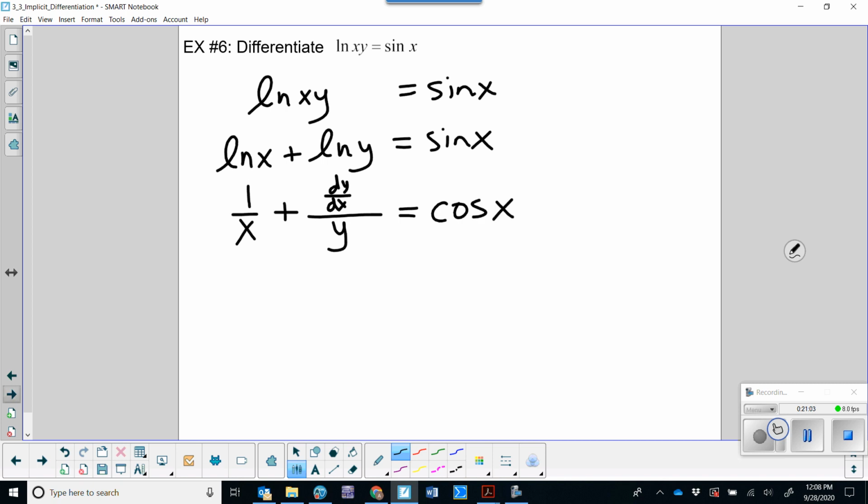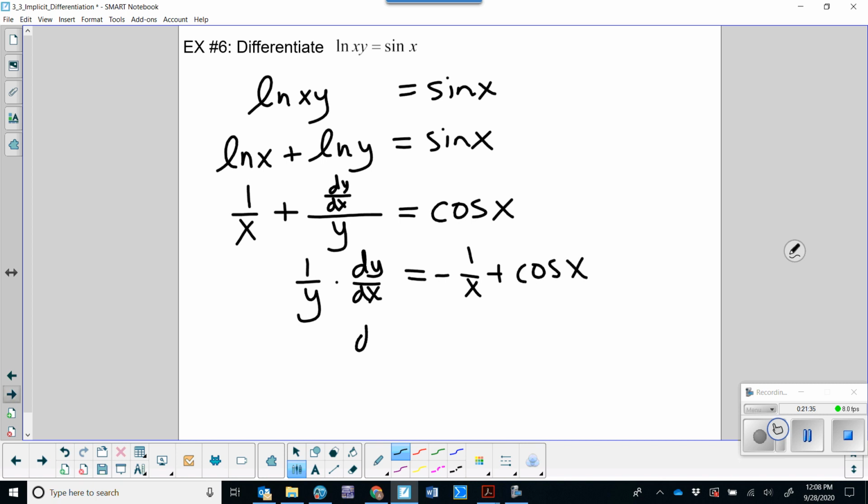If the x is inside and you're doing the derivative with respect to x, then you just write it down the same way we've always done it. So that makes life a little easier. So at this point, I would do two things. I would get dy dx by itself, and I would rewrite this as 1 over y times dy dx, because that's what it means. And then I would also subtract the 1 over x and move it to the right.